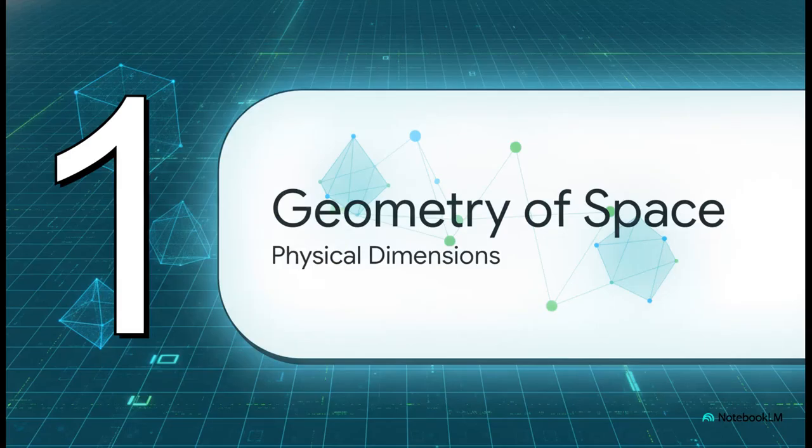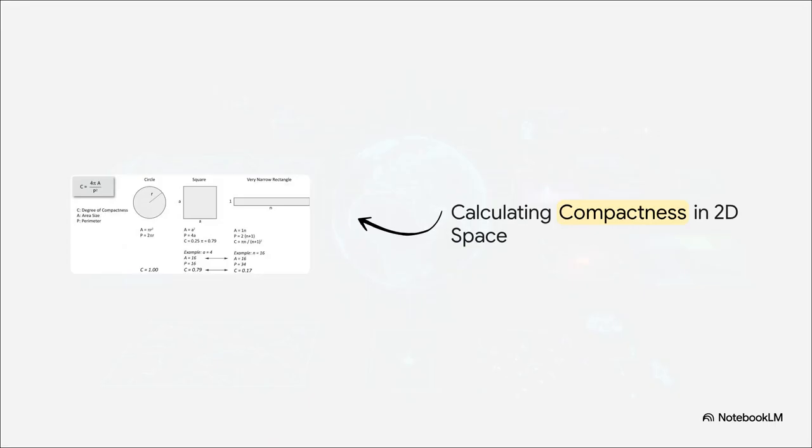Let's kick things off with Module 1, the geometry of space and physical dimensions. We have to start with the foundational building blocks of geographic space in 2 and 3 dimensions. Take a look at this. It brilliantly illustrates a fundamental geometric concept called compactness. Notice the square and the narrow rectangle here? Both actually share the exact same area size of 16 square units. But mathematically, the square is highly compact, scoring a 0.79, while that stretched-out rectangle gets a measly 0.17.